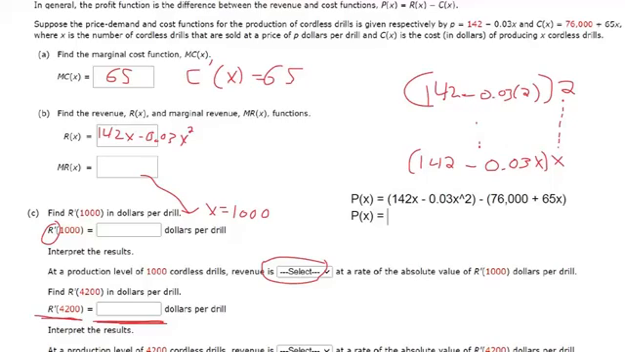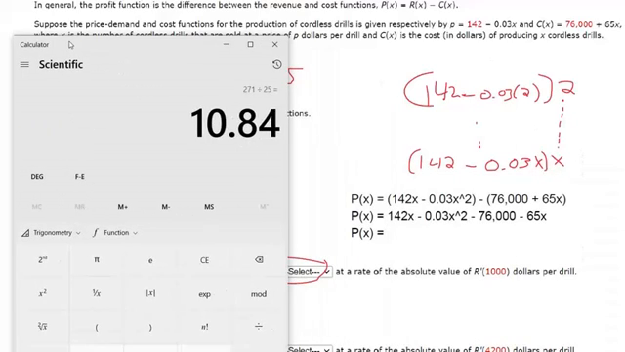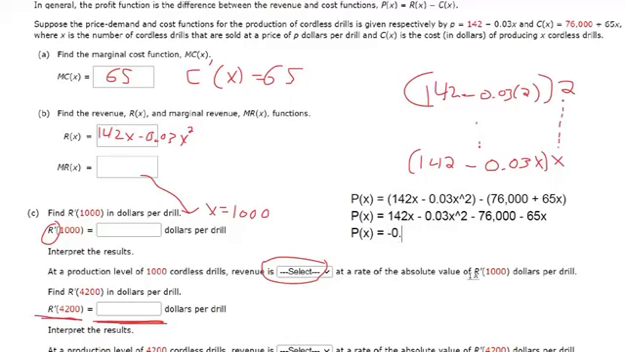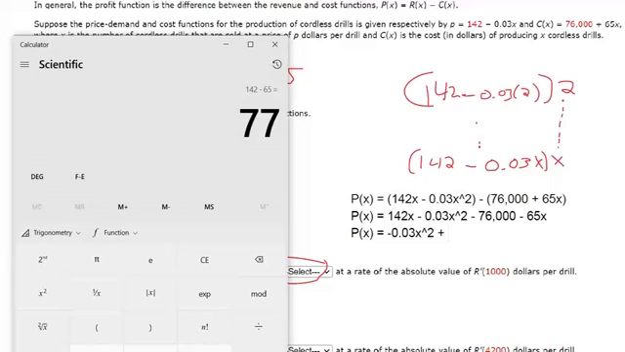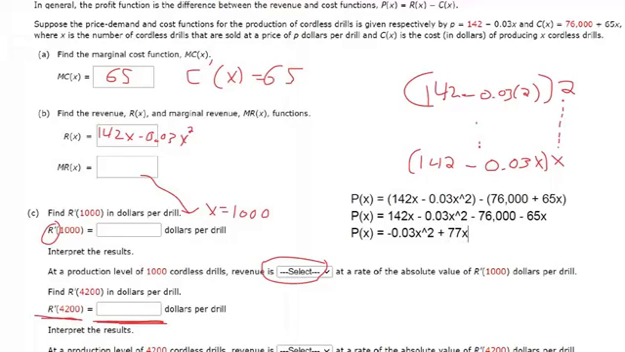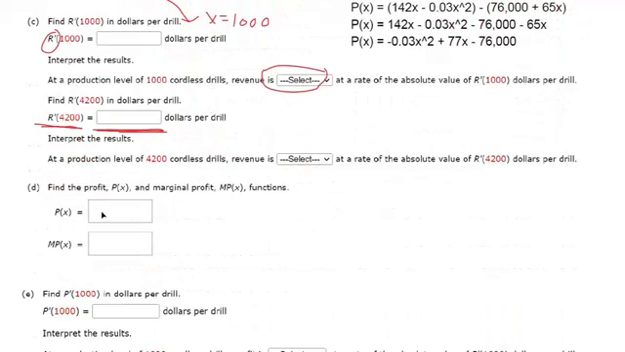And then we have to simplify that a little bit. If you distribute that negative sign in the second parentheses and then combine like terms, we get 142x subtracted by 65x, that makes 77x. And if I put it in terms of descending powers, it's negative 0.03x squared plus 77x minus 7,600. That's our profit function. That's P of x that they want here.